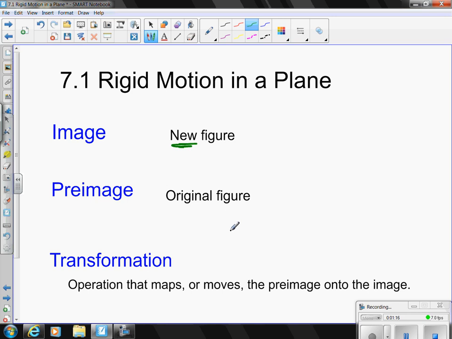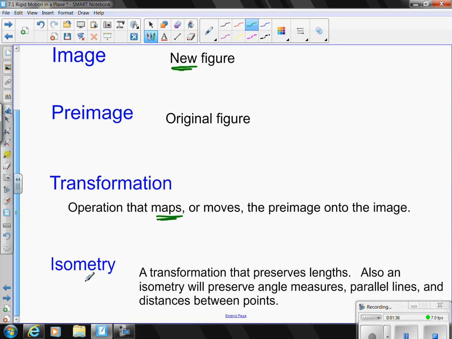So we start with a pre-image, and we usually move it into a new image. A transformation is any type of operation that maps, which is the mathematical term we're going to be using, which just basically moves it from the pre-image onto the new image. And an isometry is a specific type of transformation where it preserves lengths. It also preserves angle measures, parallel lines, and distances between points. But this one preserves length as the big one.